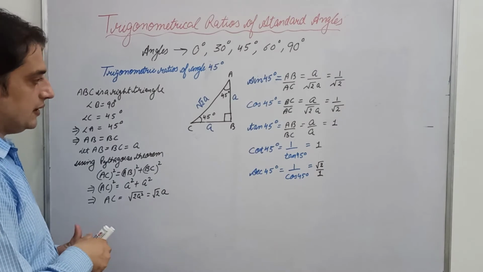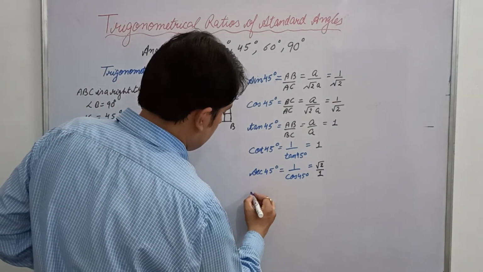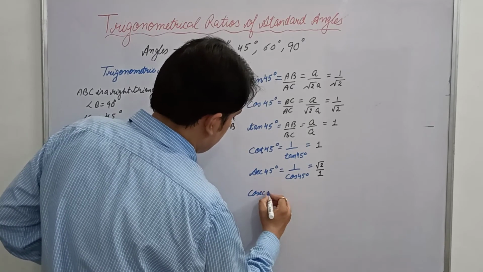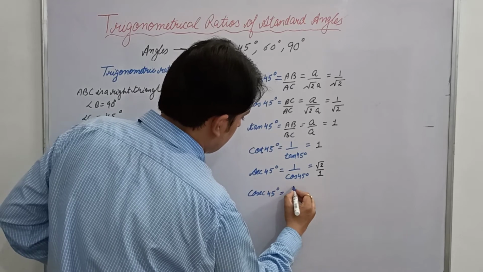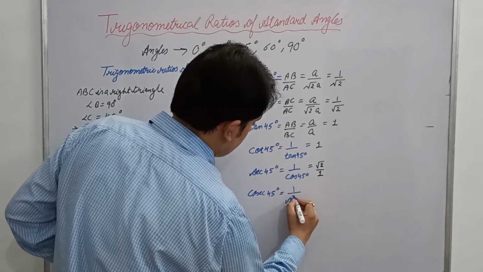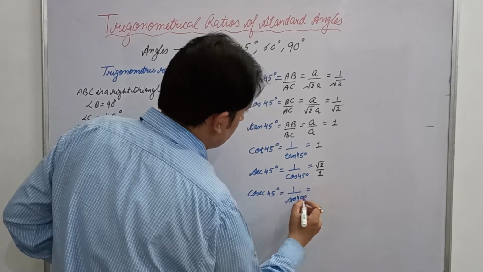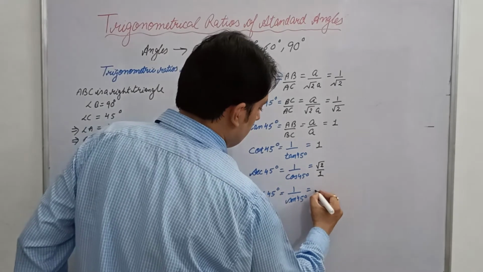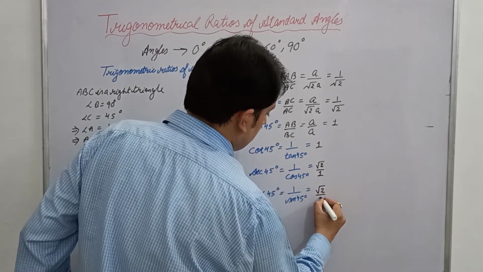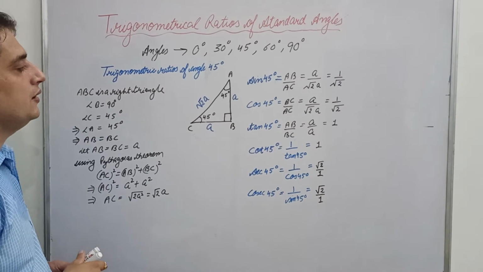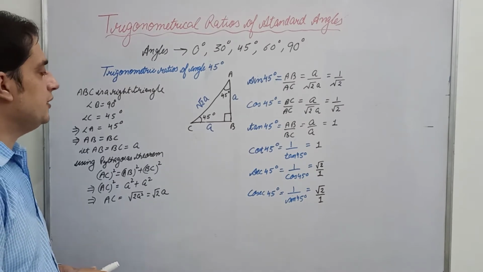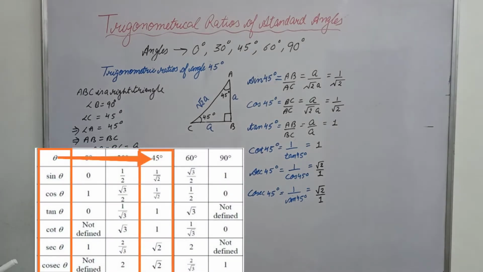And the last value is the cosecant 45 degree, that is 1 by sine 45 degree. So the value of sine 45 degree is 1 by root 2. Again take the reciprocal, that is root 2 by 1. So these are the values of the T ratios of angle 45 degree, right? So these are the values.